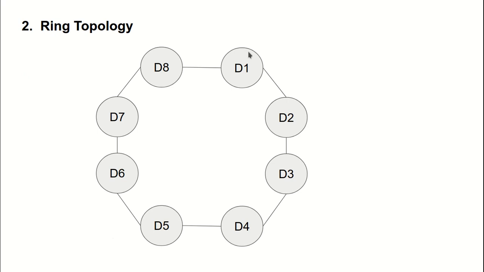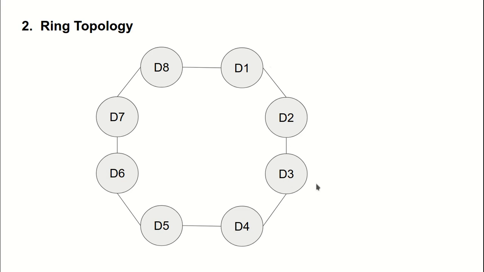Now let's move to another topology, and that is the ring topology. As the name suggests, all the computers are connected using a ring. Computer 1 is connected with computer 2, computer 2 is connected with computer 3, and so on. As you can see, all the computers are connected with each other in the shape of a ring.